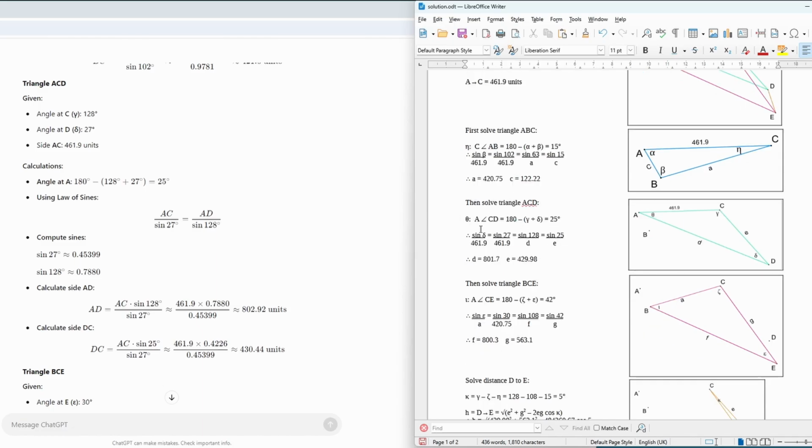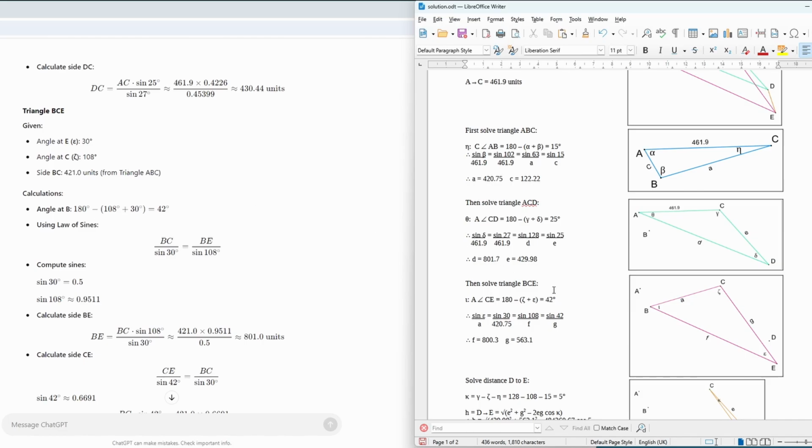So we come to triangle ACD, which is the triangle I next calculated. So we have to do some subtractions again, and we get an angle of 25 degrees for theta, which is the angle at A, and it gets angle at A is 25 degrees. That's correct. Then we do the law of sines again, and we compute sides AD and DC. For AD, it is getting 802.92, and that is D in my diagram, which is 801.7. And for DC, which is E in my diagram, I get 429.98, and it's getting 430.44. Close enough, given the potentials of slight inaccuracies.